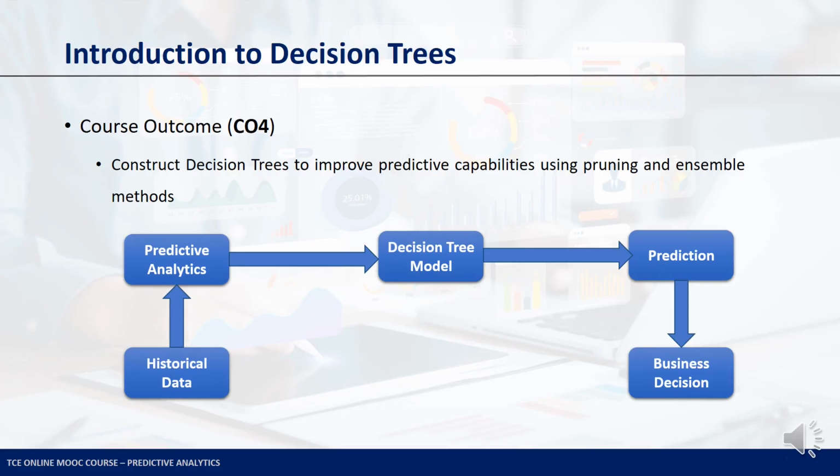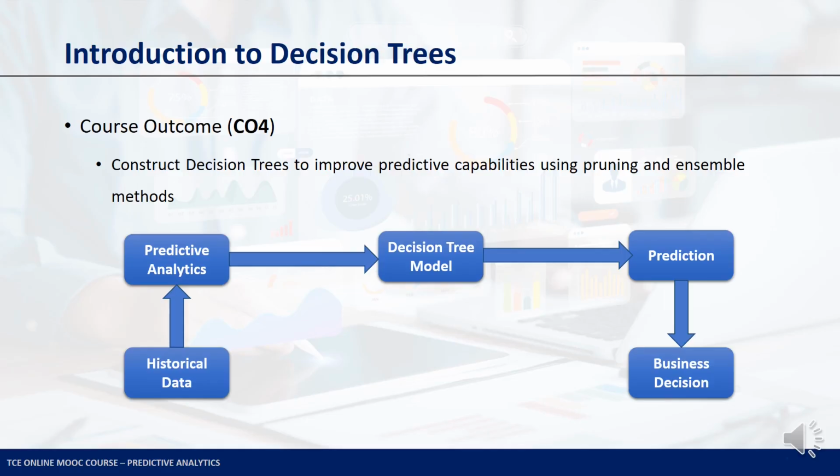So this is the course outcome we are focusing on in this module: constructing a decision tree to improve predictive capabilities using pruning and ensemble models. There are two important ideas here. The first is constructing a decision tree. We should know how a tree is developed from the dataset. The second is improving the predictive capability using techniques such as pruning and ensemble methods.